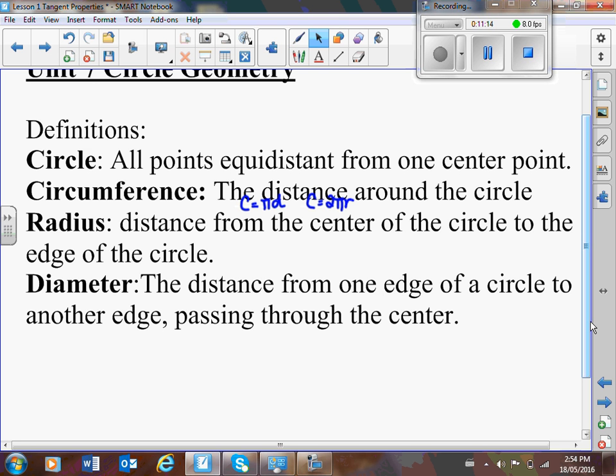Radius: distance from the center of the circle to the edge of the circle. Diameter: distance from the edge of the circle to another edge, passing through the center. That's the key to the diameter. We know that the diameter has to pass through the center. And it's also relevant to know that 2 times the radius equals the diameter.